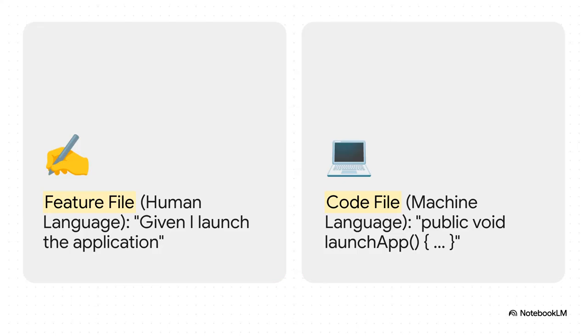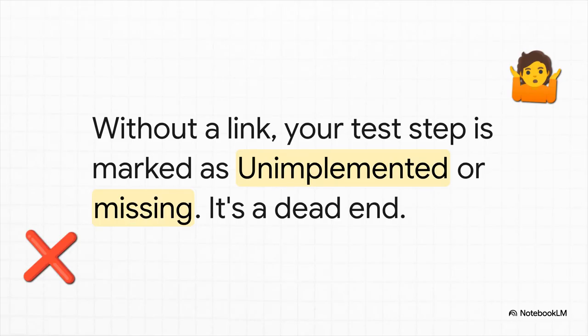This slide just lays it all out, doesn't it? On the left, you've got your feature file, your human language. On the right, you've got the code file, the machine language that actually makes things happen. They're two completely different worlds, and right now, there is nothing connecting them. So, because there's no connection, when your testing tool sees that English step, you get a message you've probably seen 100 times. Unimplemented. Sometimes it says missing. It's just the tool's way of throwing its hands up and saying, hey, I see what you wrote, but I have absolutely no clue what code you want me to run.